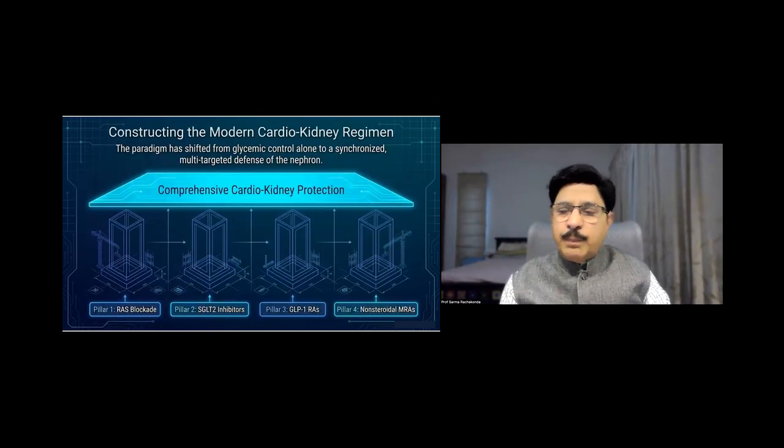Okay. Comprehensive cardio-kidney protection. Cardio-renal protection: what do I do? Pillar 1, RAS blockade. Pillar 2, SGLT2. Pillar 3, GLP-1. Pillar 4, nsMRA. What are they? Each one we have to see.